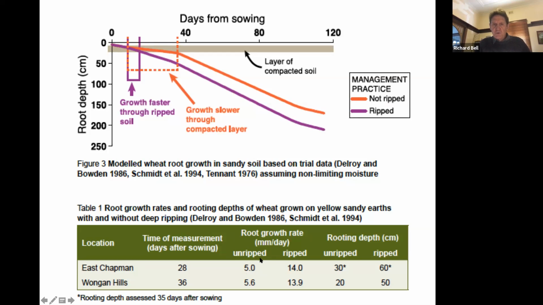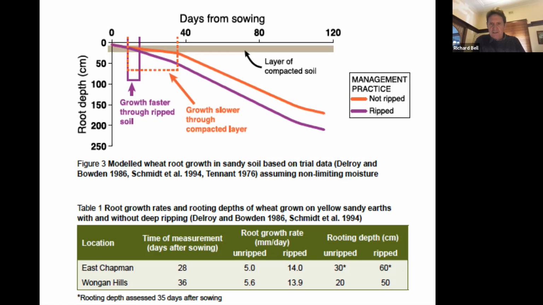The rate at which the roots grow through unripped and ripped soils can be very different. In the ripped soil, the wheat roots are growing at about 14 millimetres per day, so almost a centimetre and a half per day. They're really tearing through the profile where it is ripped, but in the unripped soil, they're only growing at about a third of that rate. Which means that in the ripped soil, they can get much deeper. In the same amount of time, they can penetrate to a much greater depth.